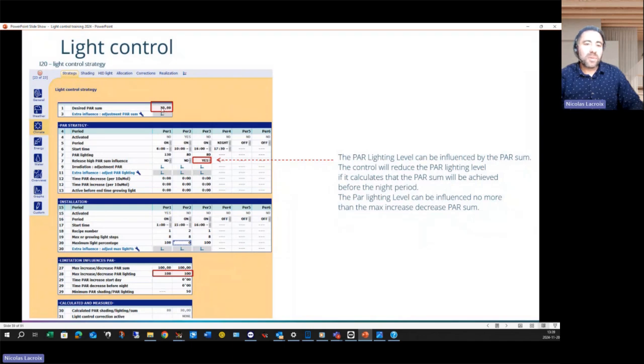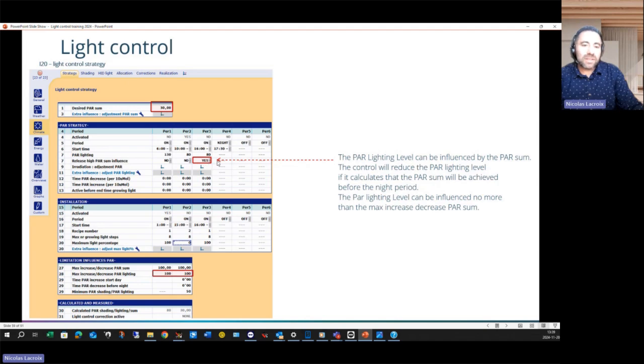You have your desired PAR sum, which now I set to 30, probably a bit high, but yeah. So the PAR lighting level can be influenced by the PAR sum. The control will reduce the PAR lighting level if it calculates that the PAR sum will be achieved before the night period. The PAR lighting level can be influenced no more than the max increase and decrease PAR sum.